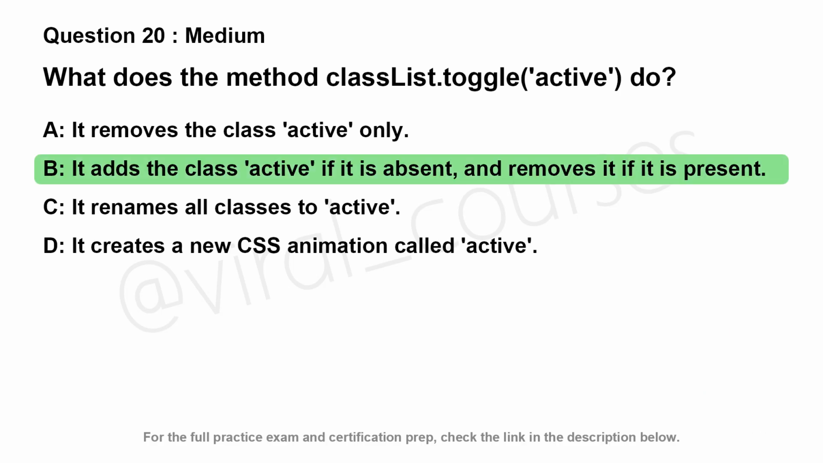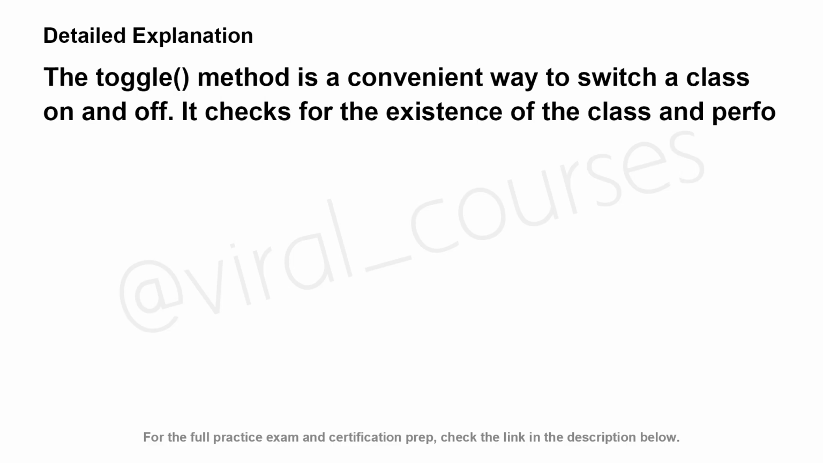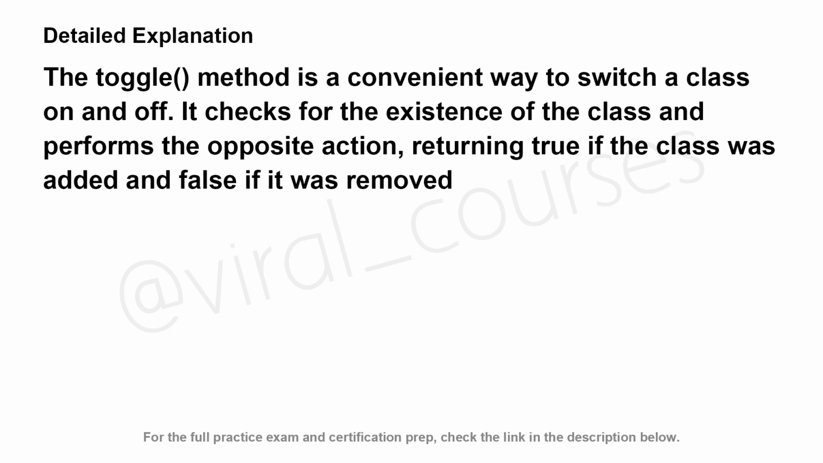The correct answer is B. The toggle method is a convenient way to switch a class on and off. It checks for the existence of the class and performs the opposite action, returning true if the class was added and false if it was removed.